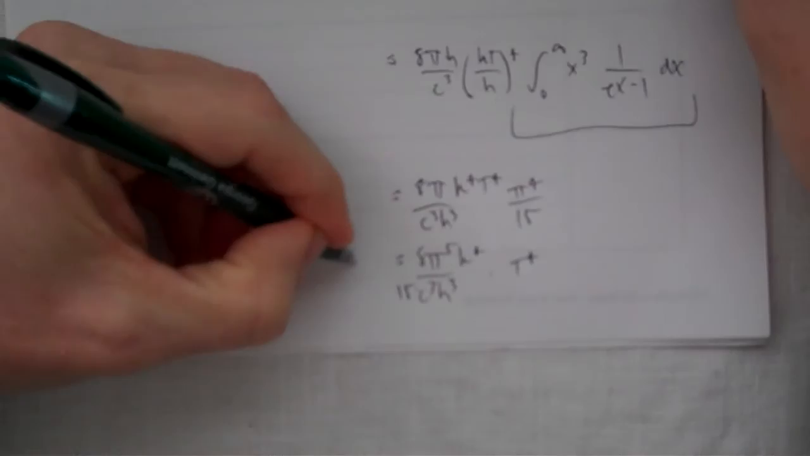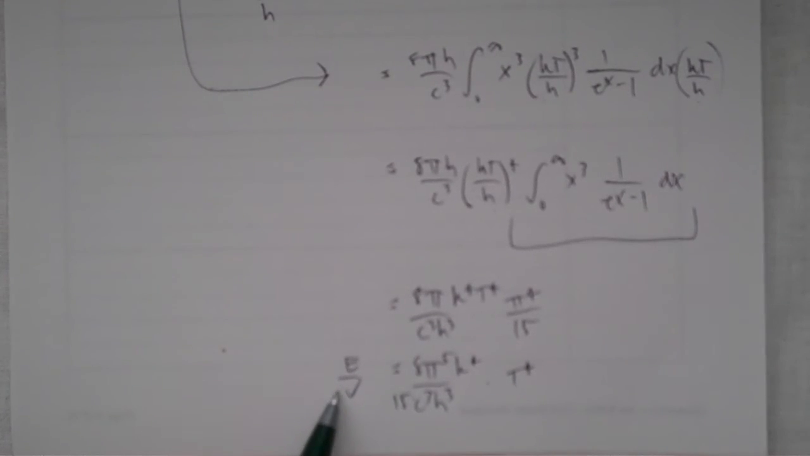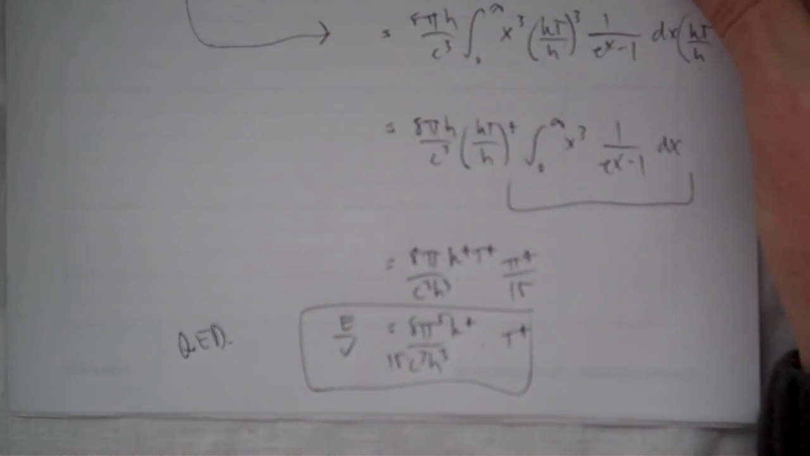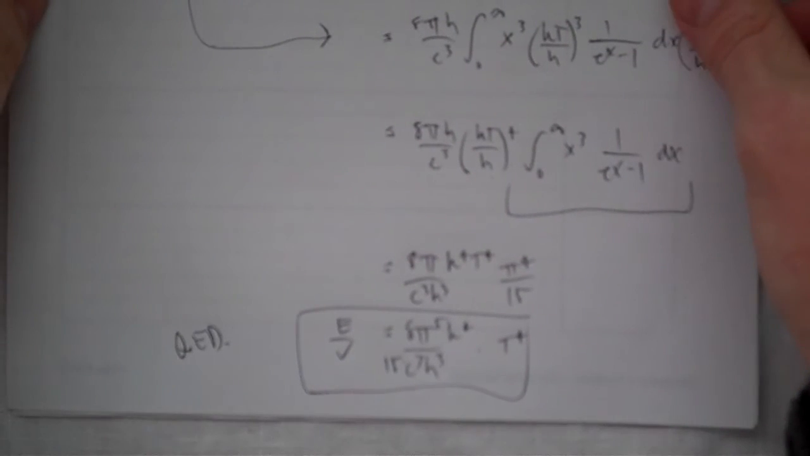But that was my whole goal in the beginning, was to show that the energy density depends on the temperature as T to the fourth. And that's what I got. That is, the energy density is a function of temperature to the fourth. Okay, so QED, quod erat demonstrandum, I think, is what that stands for. All right, so hopefully that's helpful.